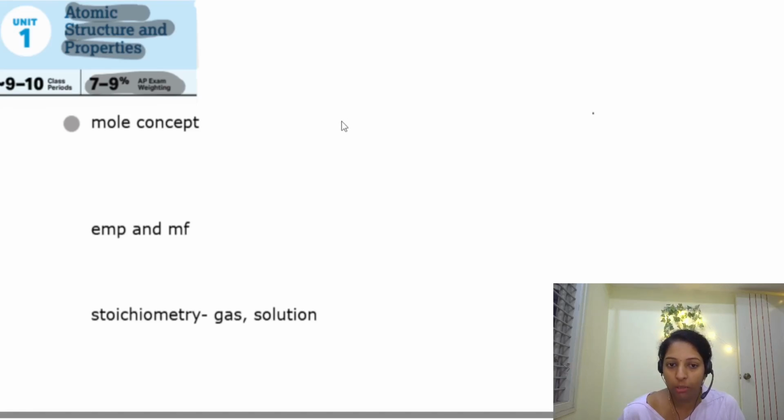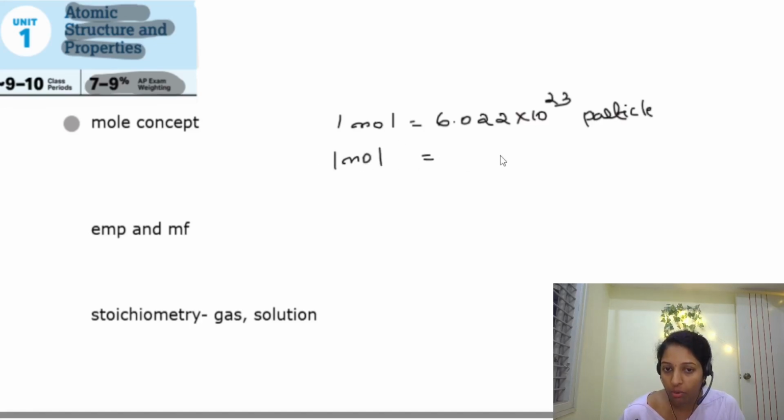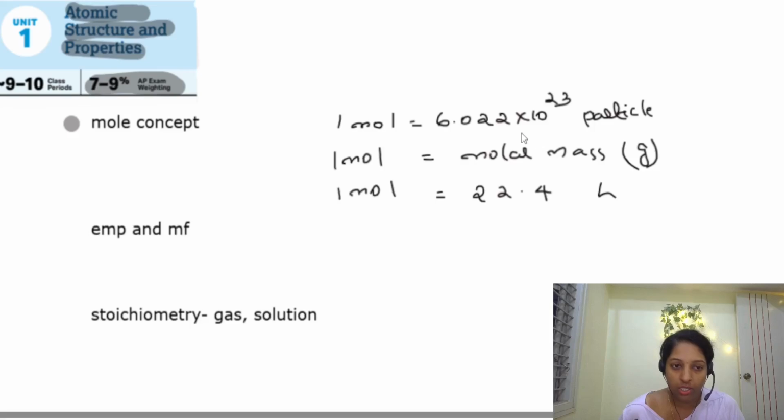In the mole concept, the main point is all the conversions. 1 mole is equal to, if you need the particle number, 6.022 times 10 to the power of 23 particles. If you need the mass, then 1 mole is equal to the molar mass, which you can connect if you need the gram. For volume conversions, 1 mole is equal to 22.4 liter at STP. These are the main things in the mole concept. By using this relationship, you can convert everything.